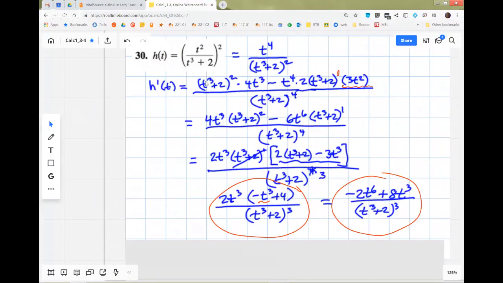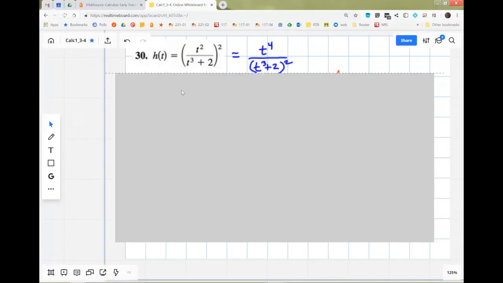So there's a case where some algebra in the very beginning was a wise move. Otherwise, you'd have had another embedded chain rule in there, and you can greatly simplify it by doing some algebra first. Okay, let's go to the next.